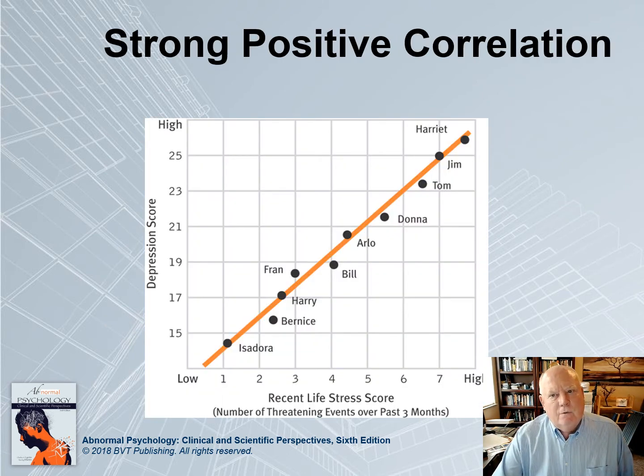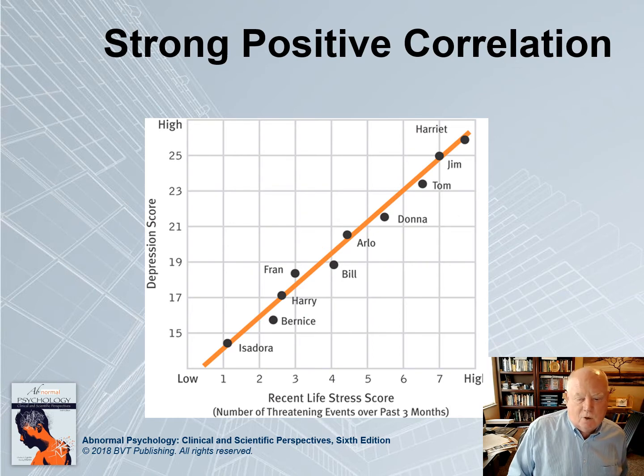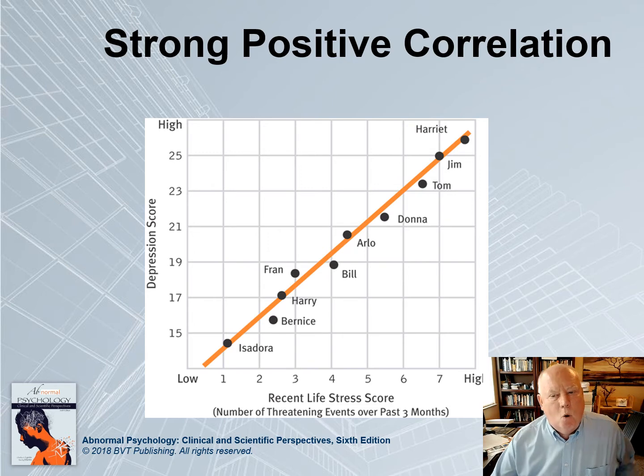What you see in front of you is a scatter plot. A scatter plot is a series of points that are determined by two scores for each of the subjects in your study. So for example, down in the bottom, Isadora has a dot here, which represents her score on the x-axis of her recent life stress, and on the y-axis of her level of depression. Each point represents a person who has two different scores.